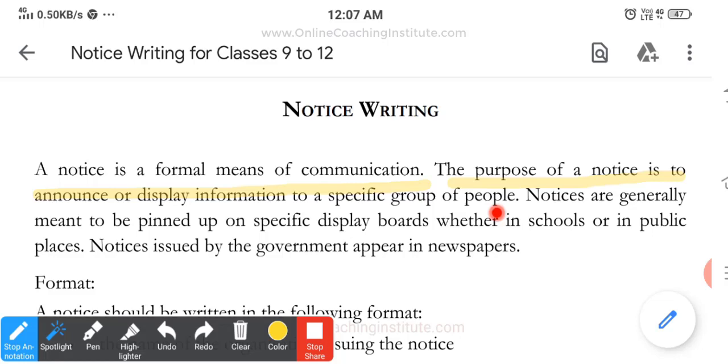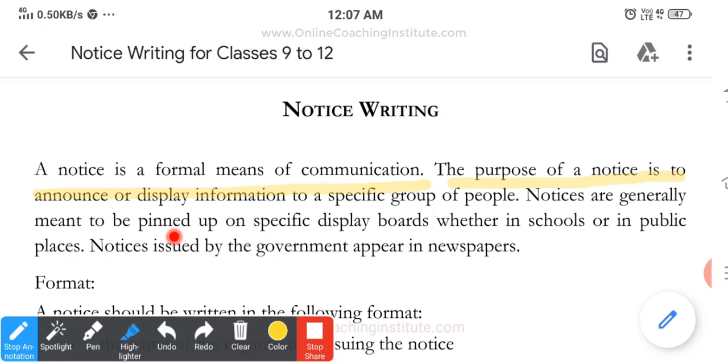Suppose you have something to inform to the people, that time you need a notice. So notices are generally meant to be pinned up. Pinned up means you use a pin. A notice is generally meant to be pinned up on specific display boards, whether in schools or in public places. So this is not bound to schools only. It can be used at different places, even in public places, in front of a town hall.